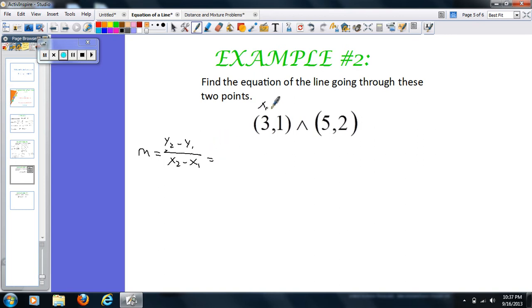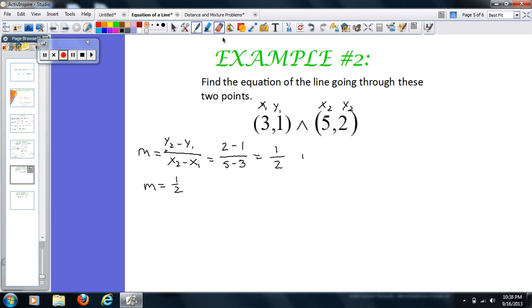So this is x1, this is y1, this is x2, this is y2. And now we're going to plug them in. So y2 is 2, y1 is 1, over x2 is 5, x1 is 3. Now you simplify. 2 minus 1 is 1, 5 minus 3 is 2, which means that my slope is 1/2.